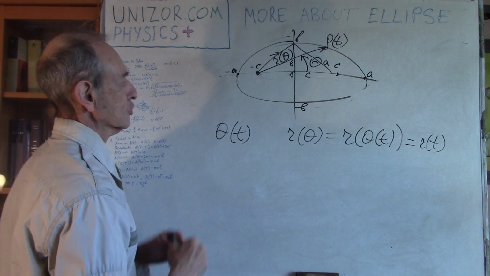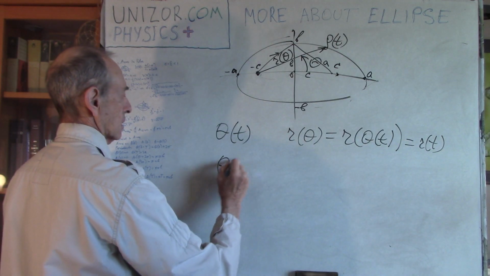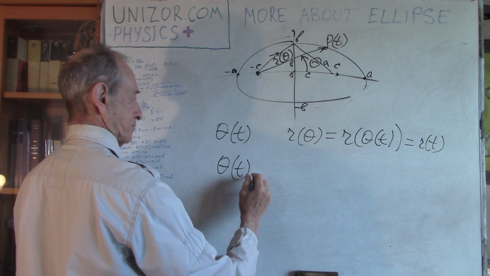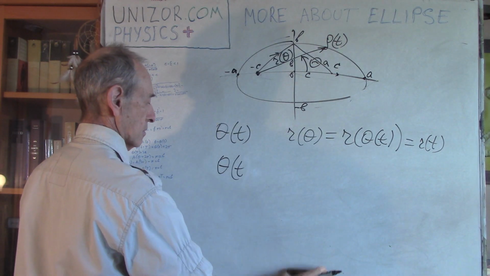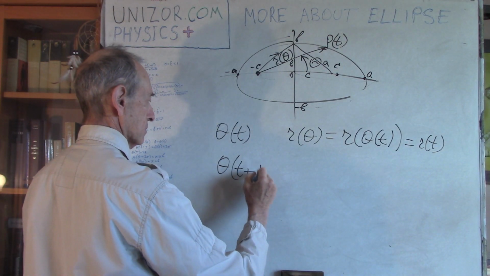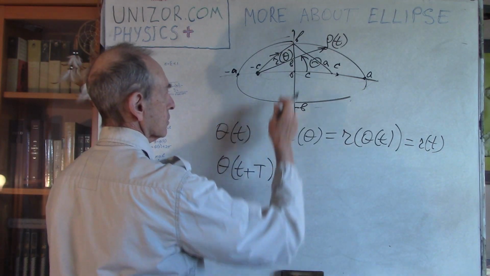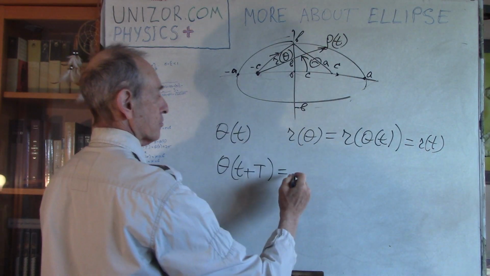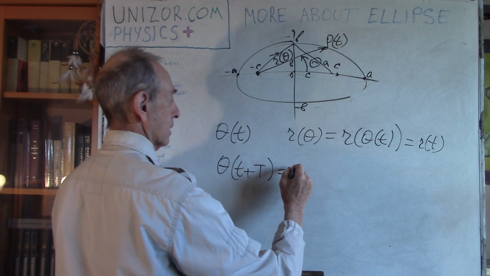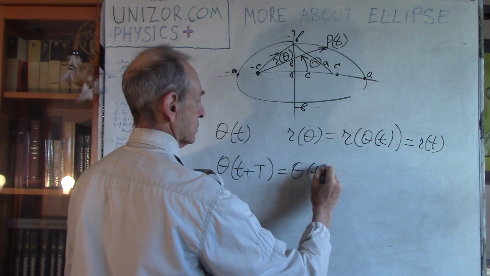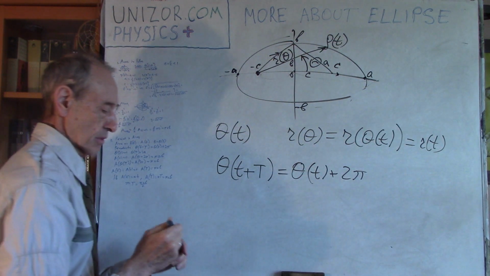Now, how to mathematically express this periodicity? Very simply. If I increase my time by a period, T, my angle should actually return to the same value, but plus 2 pi, right? So it will be theta of t plus 2 pi. That's what periodicity means.